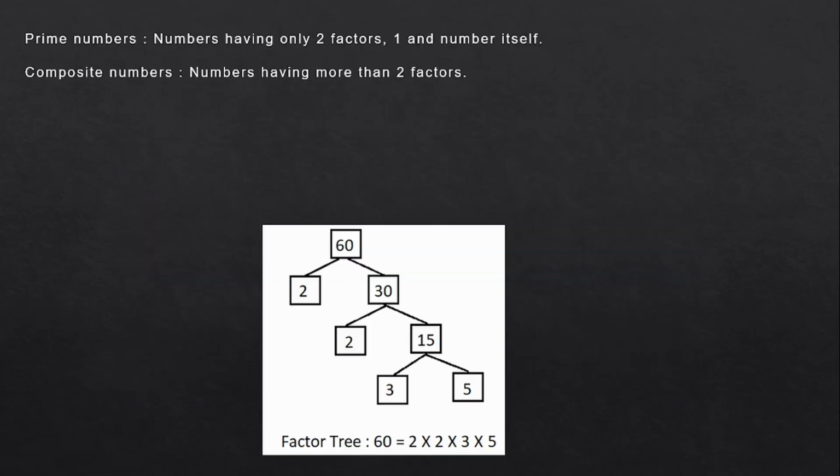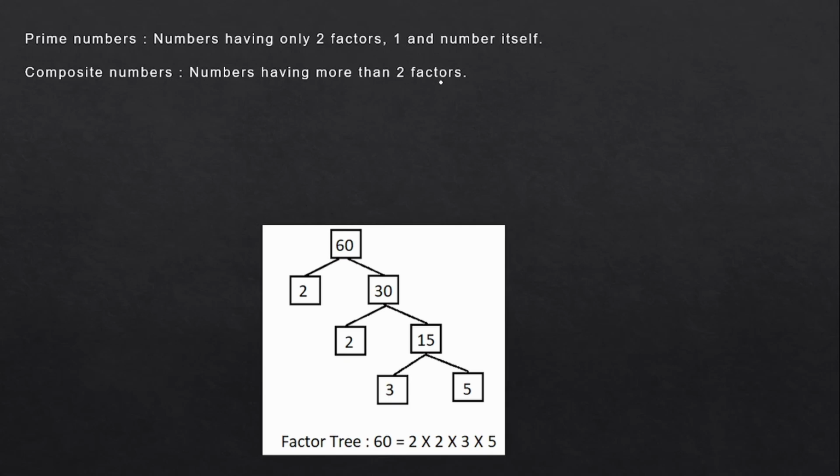Let's move on. Before we start with the first theorem of the chapter, we need to understand what our prime numbers are and what our composite numbers are. So what are prime numbers? Numbers having only two factors, 1 and the number itself, are our prime numbers.